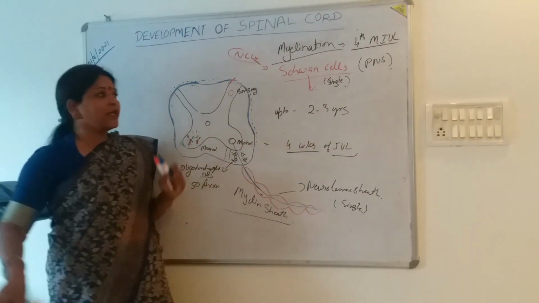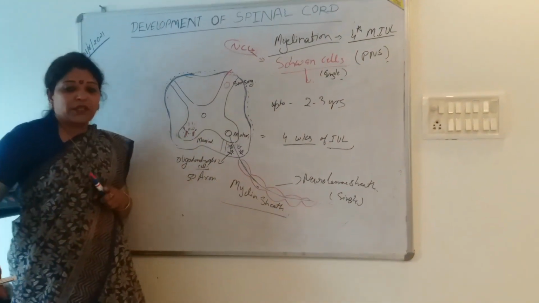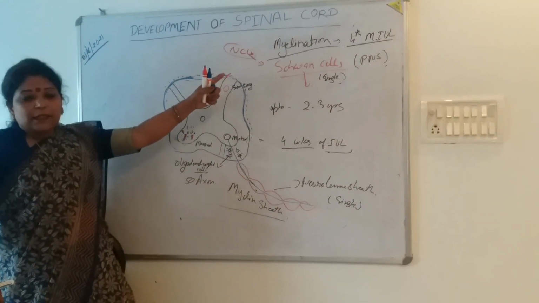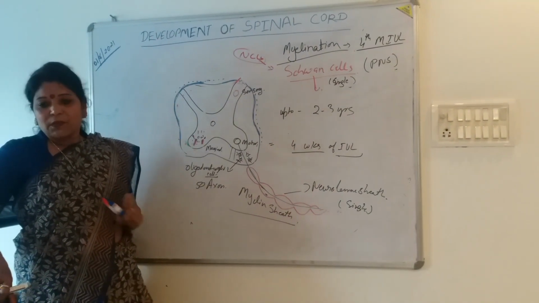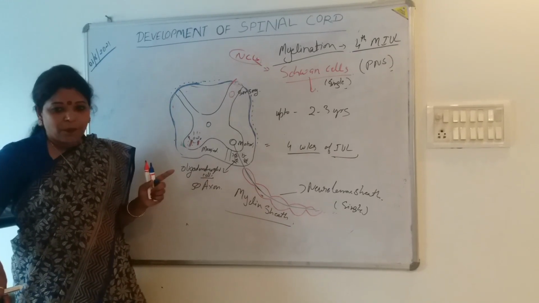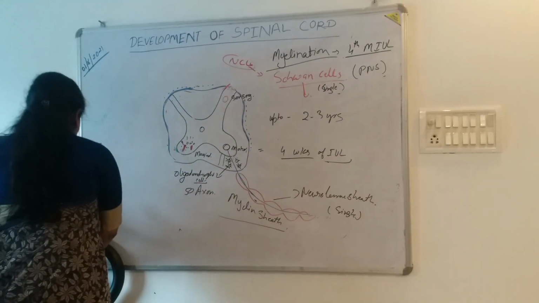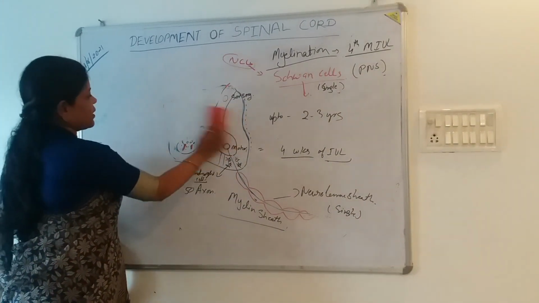Look here, the 4th week, and here the axons coming out from these are myelinated at the 4th month of intrauterine life. Clear? Is there any confusion? No, ma'am. Thank you. So this was a very important part, the myelination.